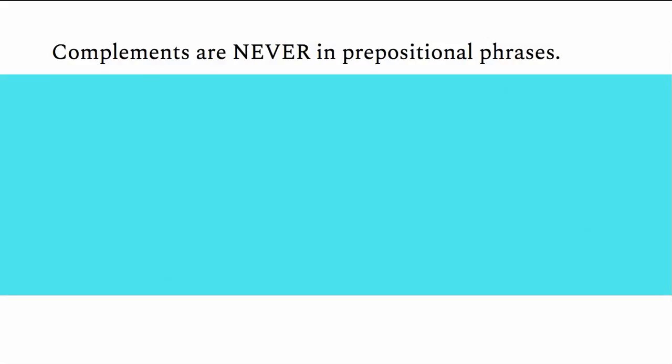Complements are never part of the prepositional phrase. This is one of the reasons that we learn prepositions early. In this sentence, Jessie read the book. Jessie's the subject. Read is the verb, and book is the complement because it completes the meaning of read. It tells us what Jessie read.